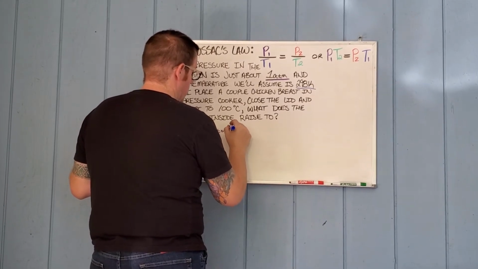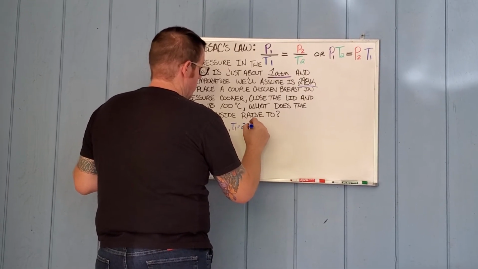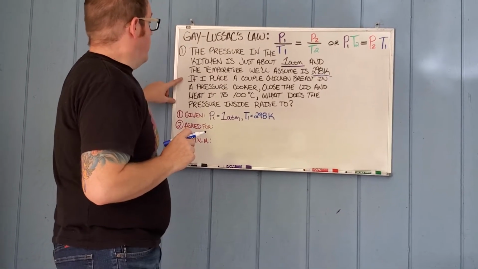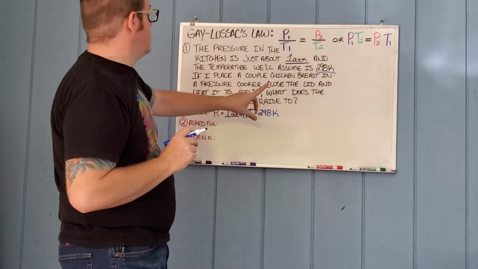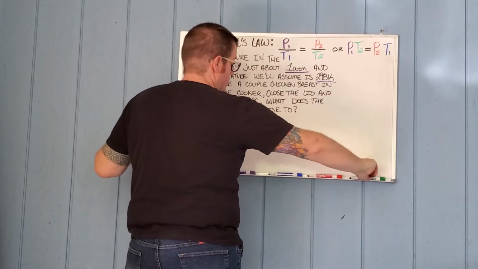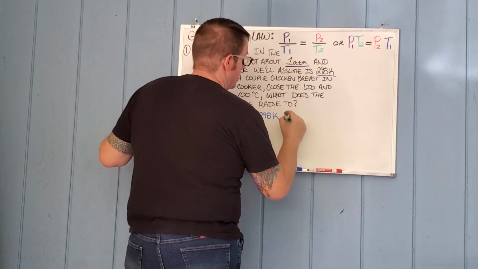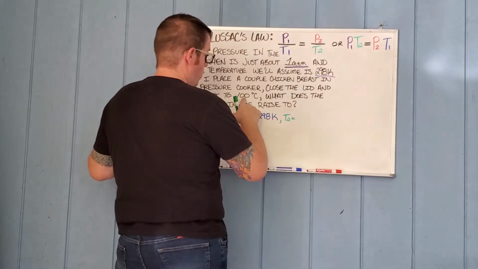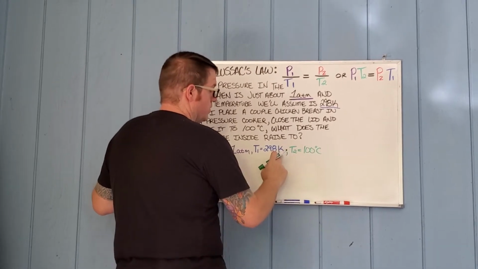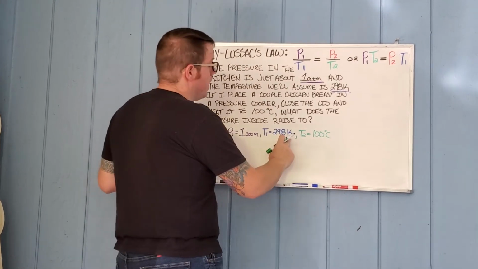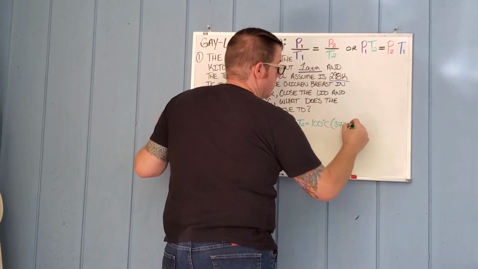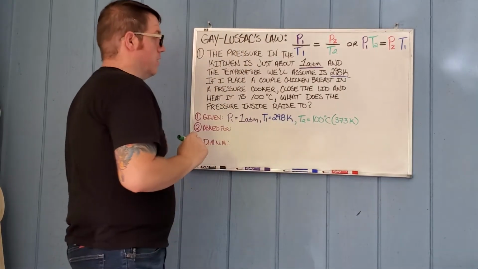T1 is equal to 298 Kelvin. Remember, the units are important. If I place a couple chicken breasts in the pressure cooker, close the lid and heat it to 100 degrees Celsius, so that's another temperature, we have T2 is equal to 100 Celsius. And again, we can see that we have 2 different temperature units here, so we have to adjust that. It's easy. We can just make this 373 Kelvin. Okay, those 2 things are equal.